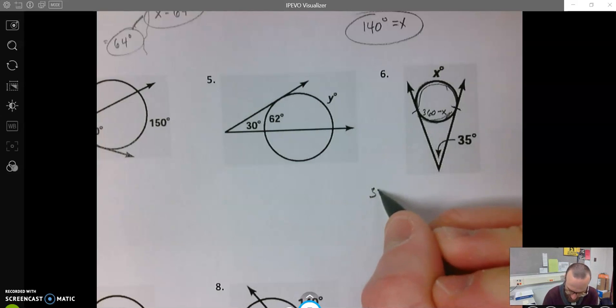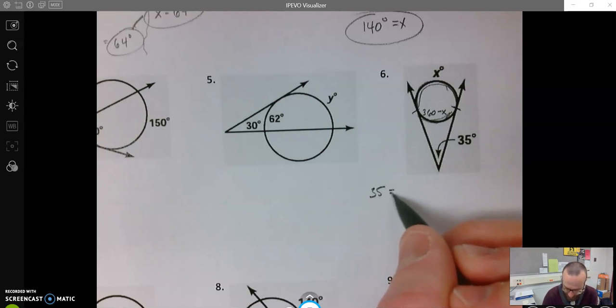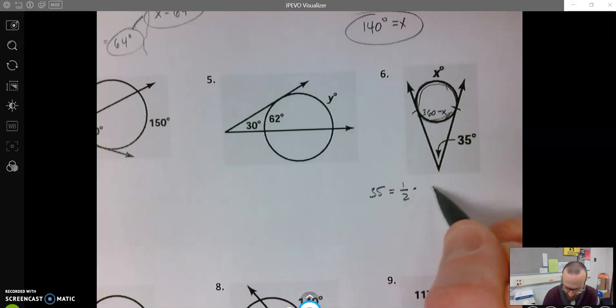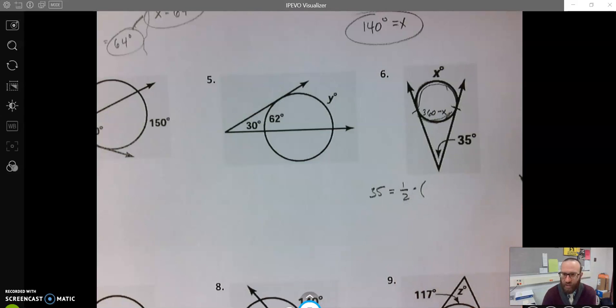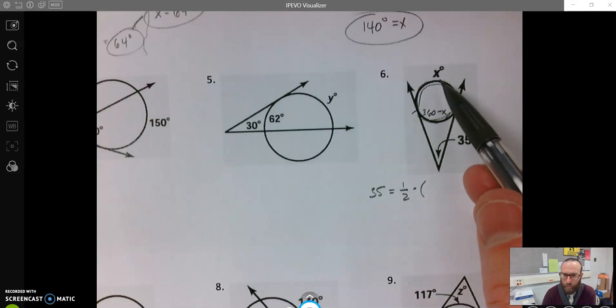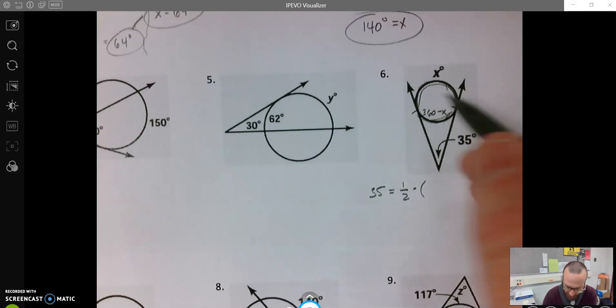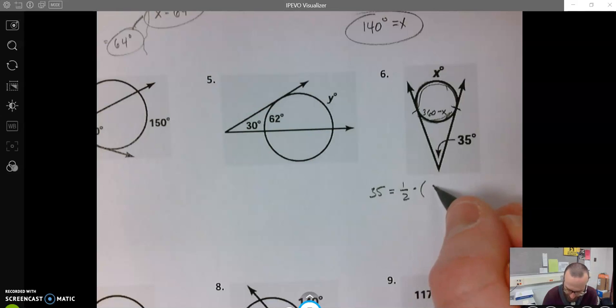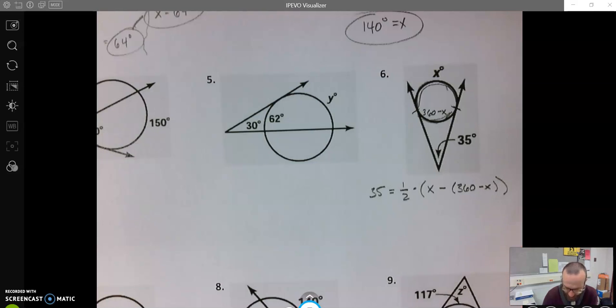So the exterior angle, 35, is equal to half of the difference of the intercepted arcs. And I'm always going to take the bigger arc minus the smaller here. So bigger arc is going to be x minus 360 minus x. And I know that's going to get a little funky with a couple of parentheses there. Nothing that you can't handle. Okay, you just have to take some time. Remember that algebra that you learned last year.